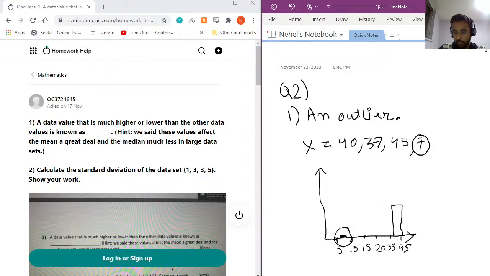Now this outlier can be on either side. It doesn't have to be on the left side of the data, it can be on the right side as well. So that's one way of visualizing the outlier.